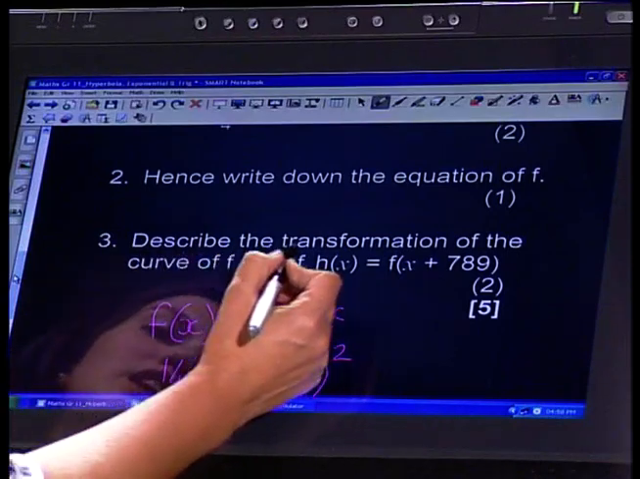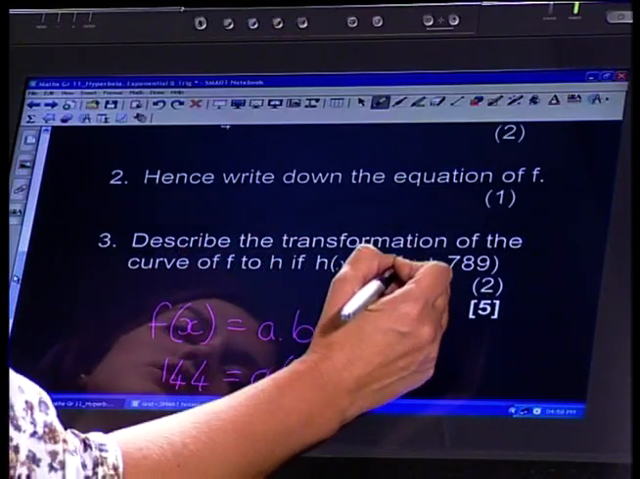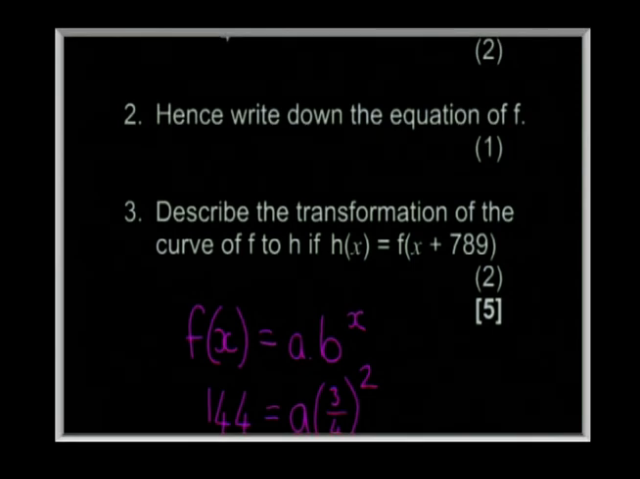It says describe the transformation of the curve h if h of x is equal to f of x plus 789. What are we adding to here? We're adding to x, which indicates that we're either going to move left or right. Why? Because our x-axis goes across. If we were adding to y, then it would be going up or down.